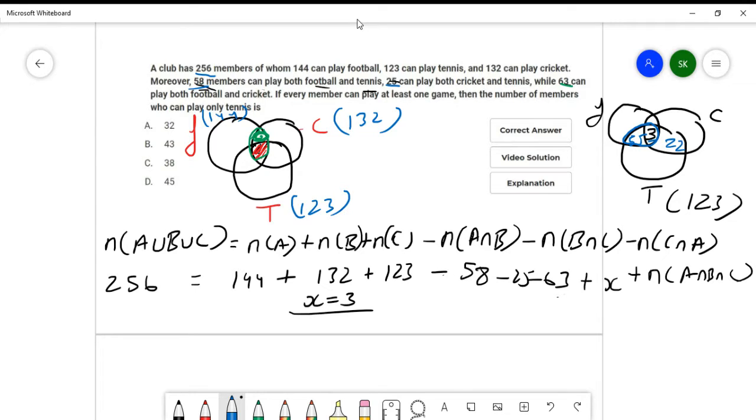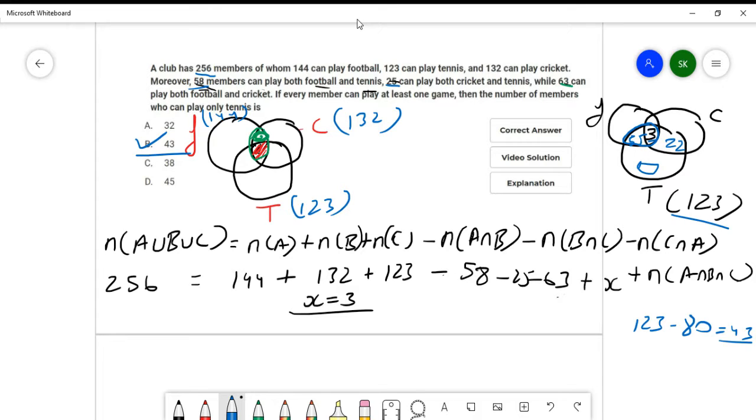Now this total was 123, and this total is 58 plus 22, how much is it? It is 80. So now this value turns out to be 123 minus 80, which is 43. Hence, option B is your answer. I hope this answered your question.